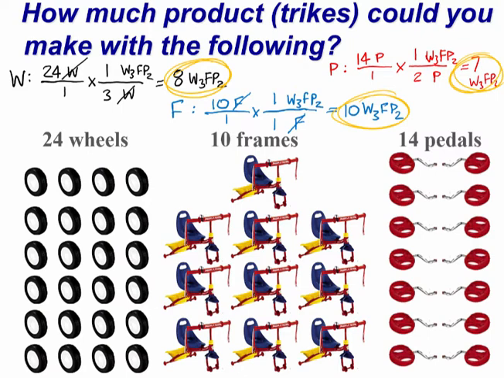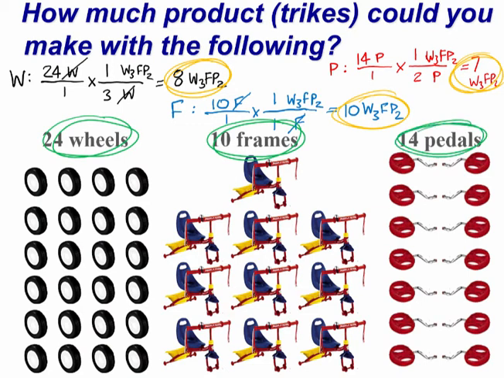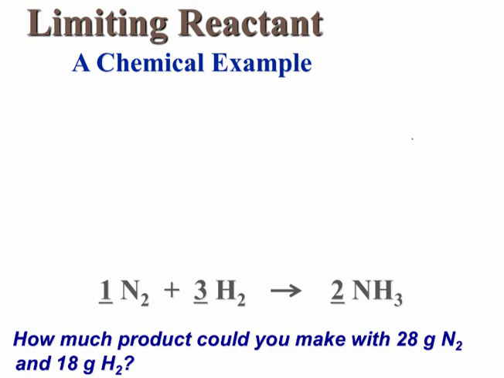One thing I'd like to point out is that you can't identify which reactant will limit the reaction simply by picking the item present in the smallest amount. Just because the frames are the smallest amount, this doesn't mean that they run out first. And that's because different reactants get used at different rates. Now, let's look at a chemical example.